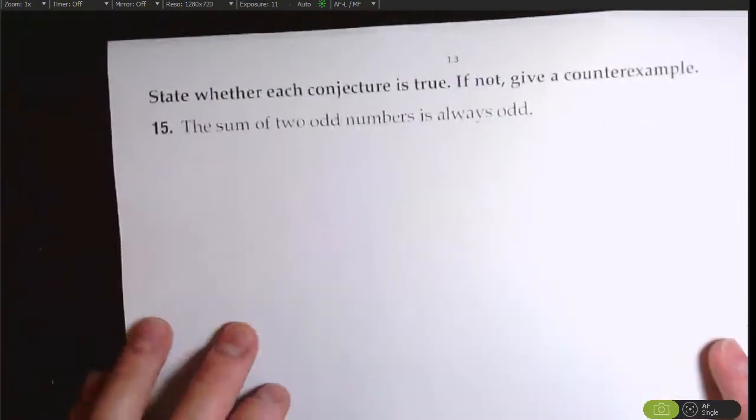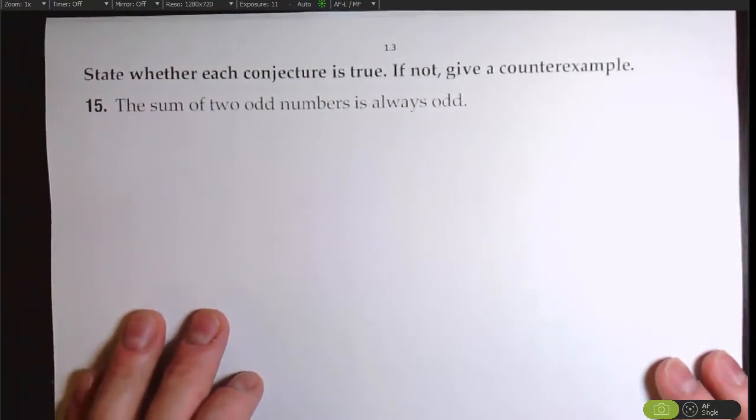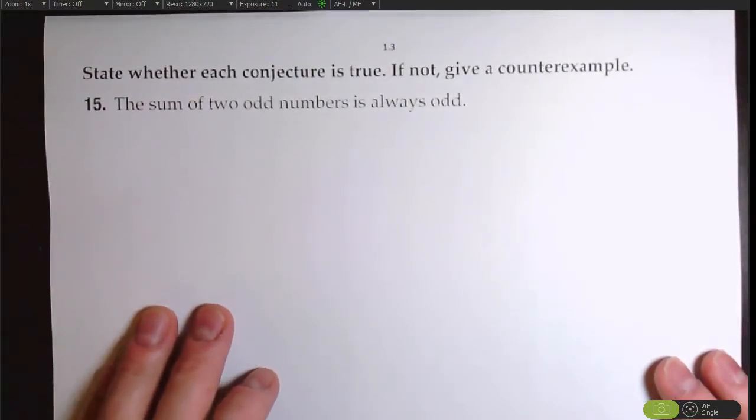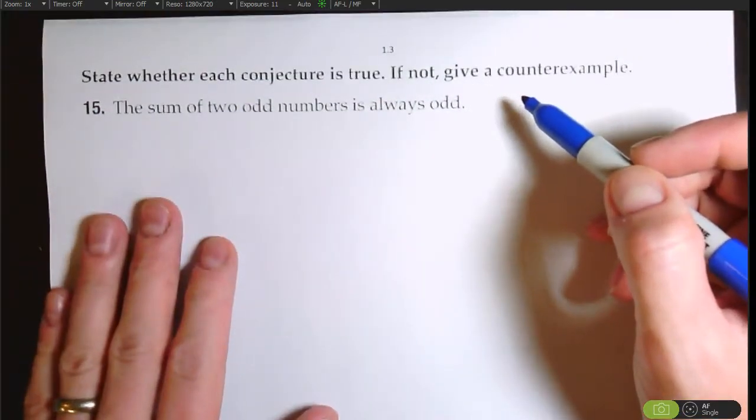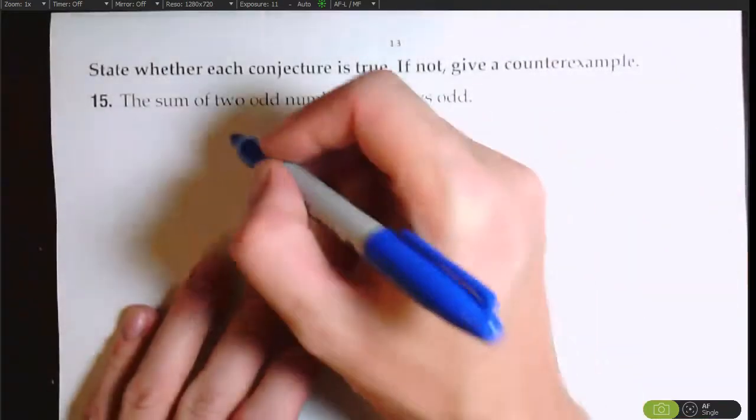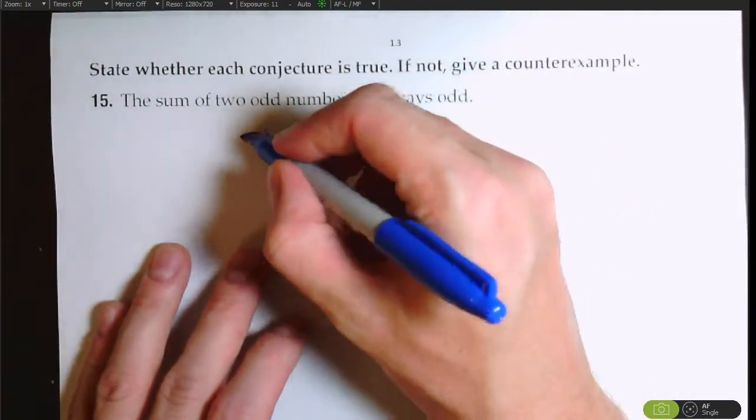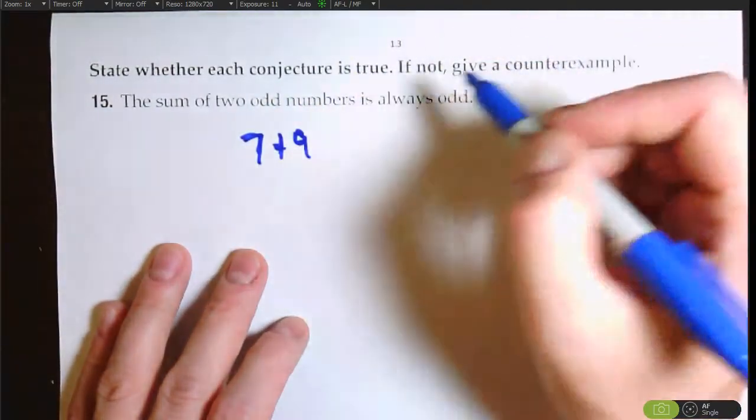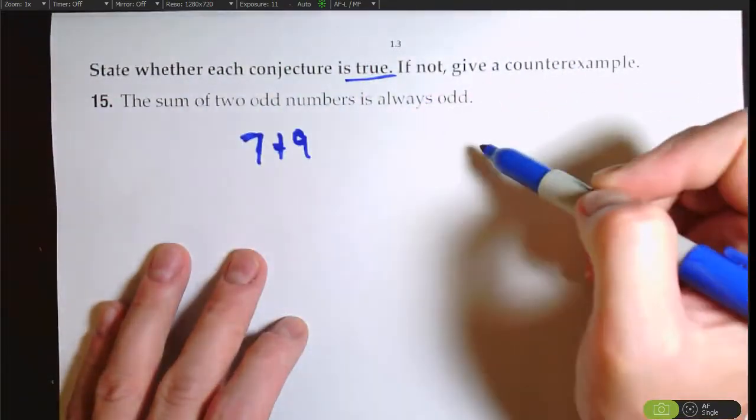Number 15, state whether the conjecture is true or false. True, if not, give a counterexample. Well, the question says the sum of two odd numbers is always odd. Okay, so if you're not sure, think of a couple odd numbers, like 7 and 9. Those are both odd. So what we're saying is, is this statement always true? Because that's the one we can say it is true. No matter what, this had to be always true.